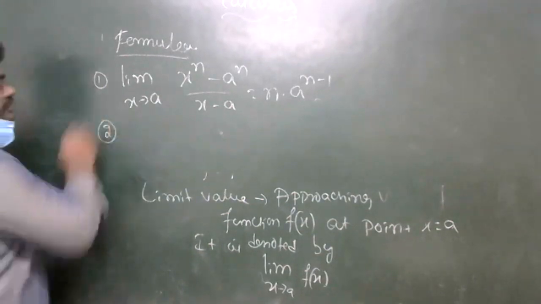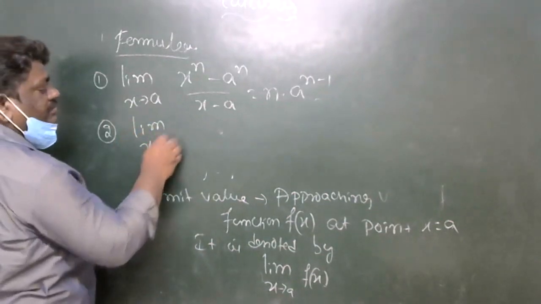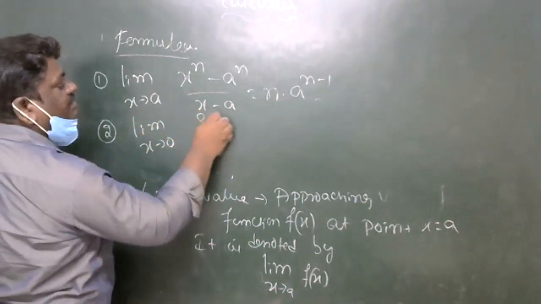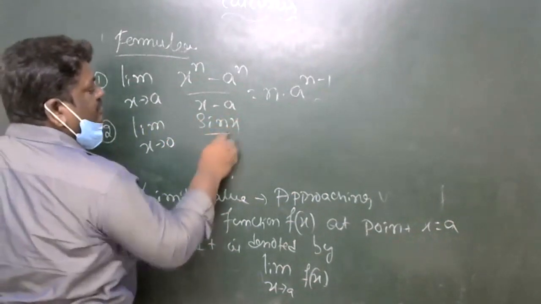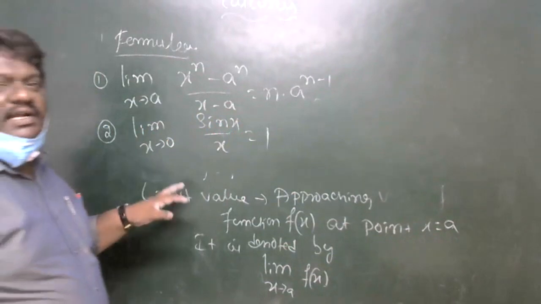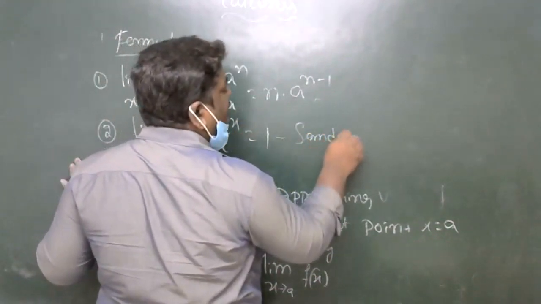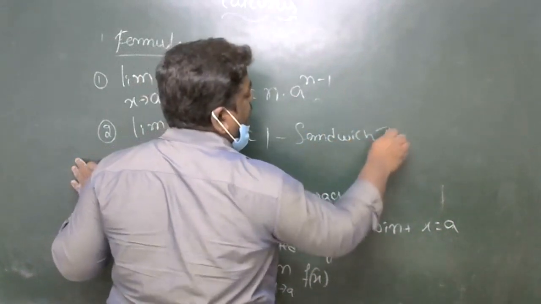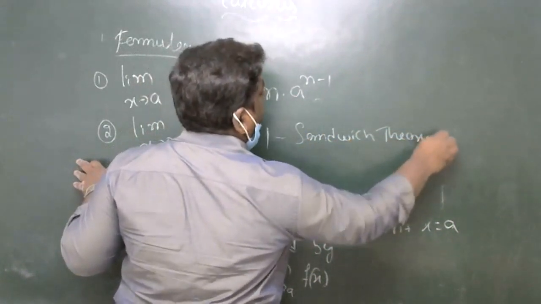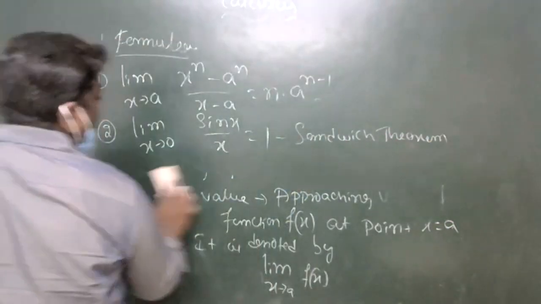Second one: limit as x tends to 0, sin x by x is equal to 1. So this is called the sandwich theorem. Sandwich theorem. Okay, sandwich theorem. Next one.